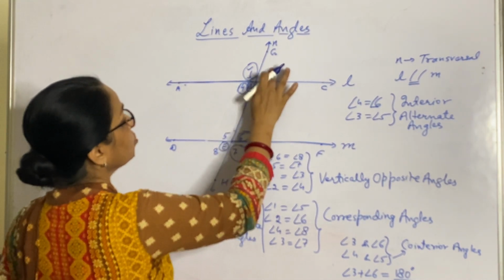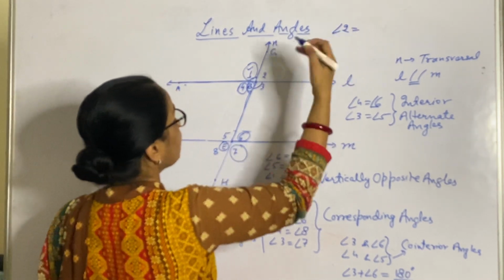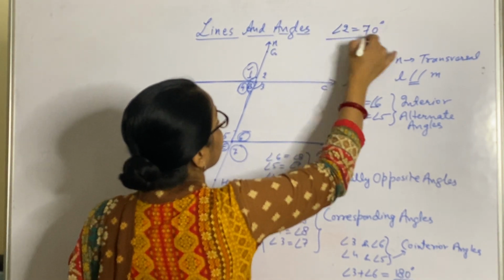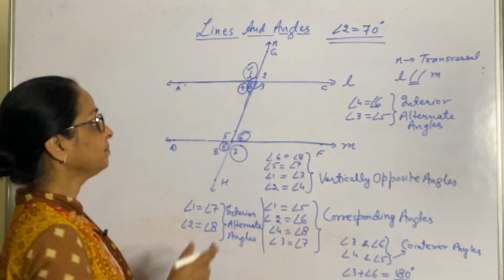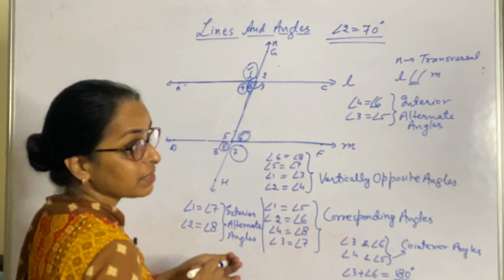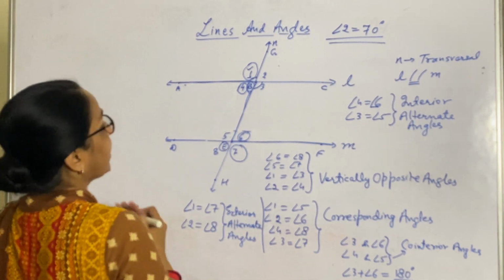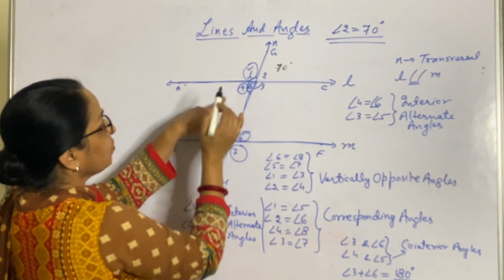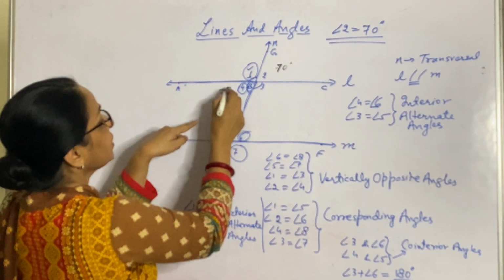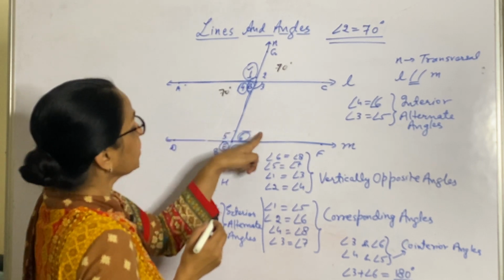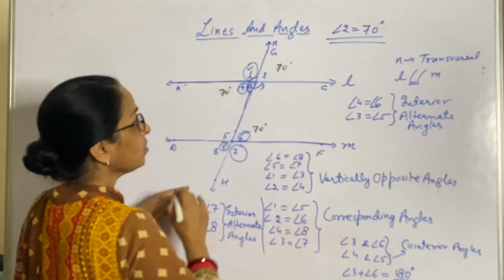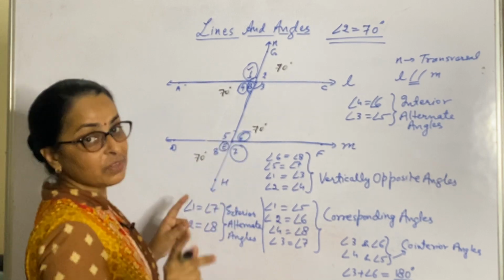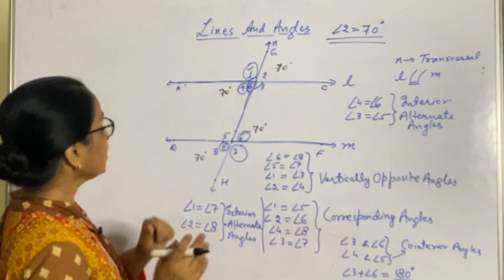Say angle 2 is given, it looks like 50-60 degrees, let us say 70 degrees. So let angle 2 be equal to 70 degrees. Okay, so let me write here with some other color. Angle 2 is 70 degrees. It means that angle 2 and angle 4 will be equal, right? Vertically opposite angles. Now angle 4 and angle 6 will be equal, interior alternate angles. And angle 6 and angle 8 will be equal, vertically opposite angles, right? So we have got this.